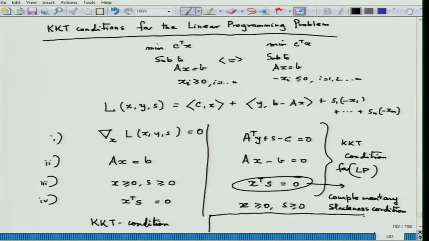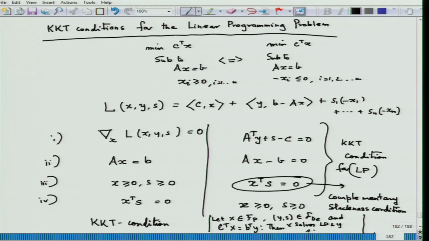Okay, before I leave, I give you homework. Let x be feasible to the primal and y, s be feasible to the dual, and C transpose x is equal to B transpose y, then x solves LP and y solves DP. Prove this. This will be your homework for at least this evening.